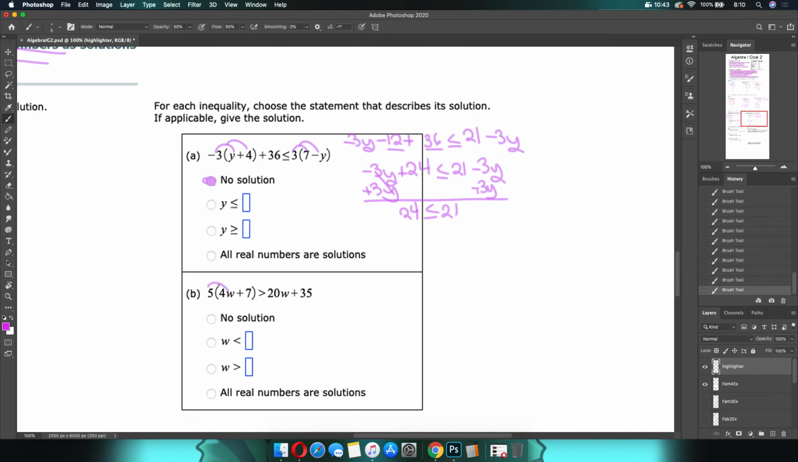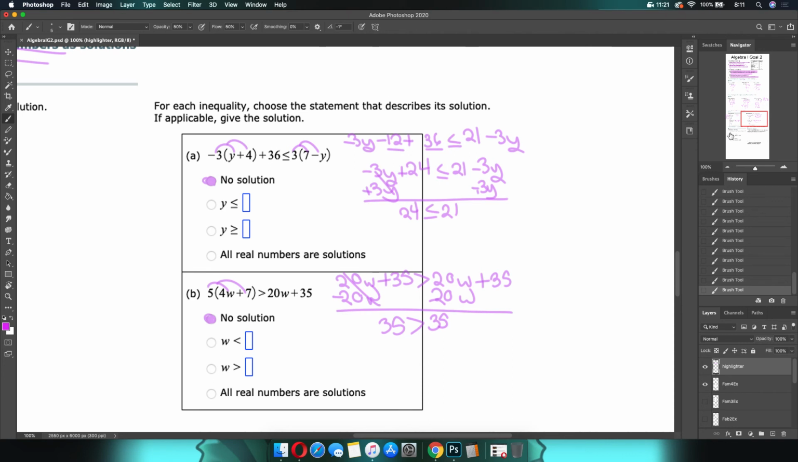Now, step 1, distribution again. So we are left with 20w plus 35 greater than 20w plus 35. Now my math brain already knows at this stage what the answer is, but let's double check. Negative 20w, minus 20w, 35 is greater than 35. Is 35 greater than 35? Nah. So for something that's supposed to be particularly hard, what we're doing is still exactly the same as we've been doing.